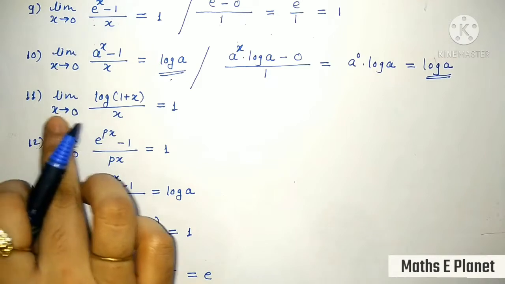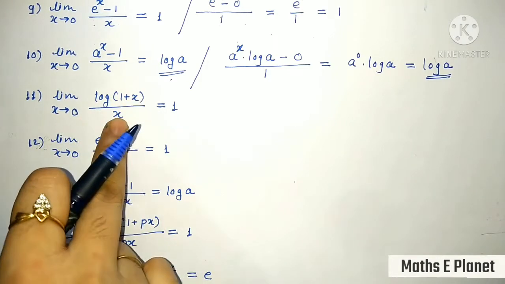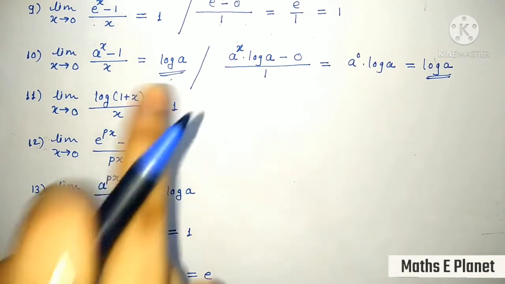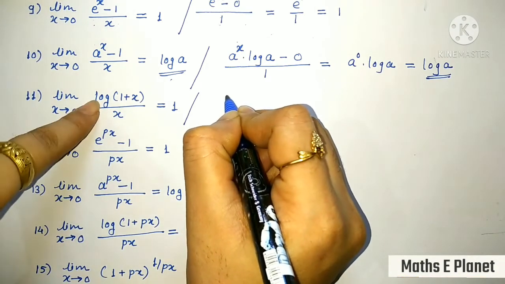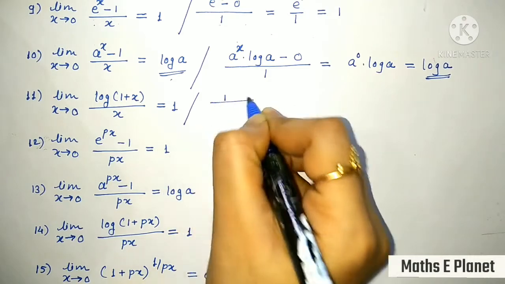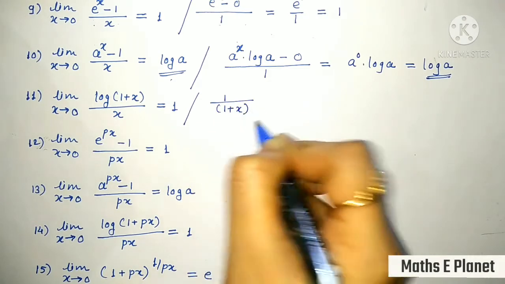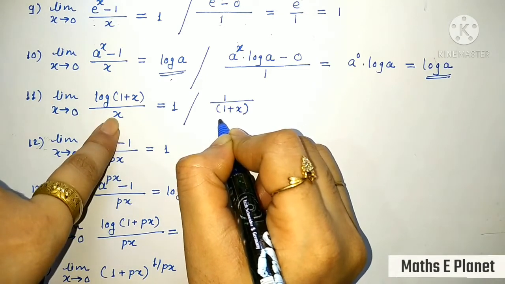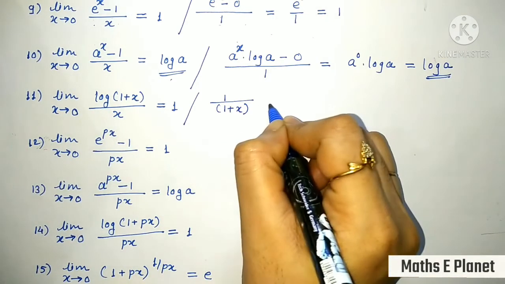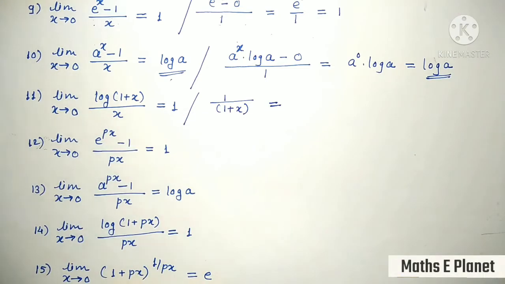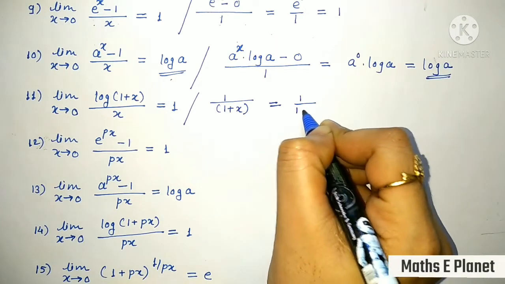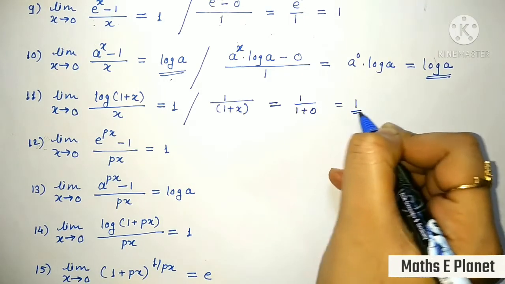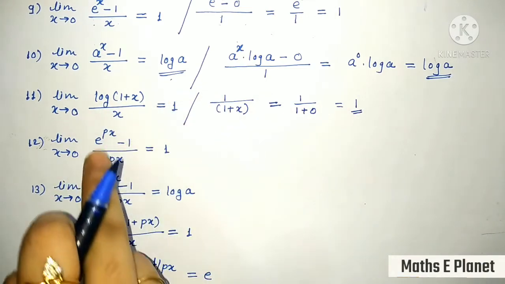Limit x tends to 0 log of 1 plus x divided by x is also 1. How will you find the value 1? Take the differentiation of numerator and denominator again. The derivative of log of 1 plus x is 1 upon 1 plus x divided by the derivative of x, which is 1, so I am not writing that. Now put x is equal to 0, what will we get? 1 upon 1 plus 0 is equal to 1, so the answer is 1 here. Come to the next formula.